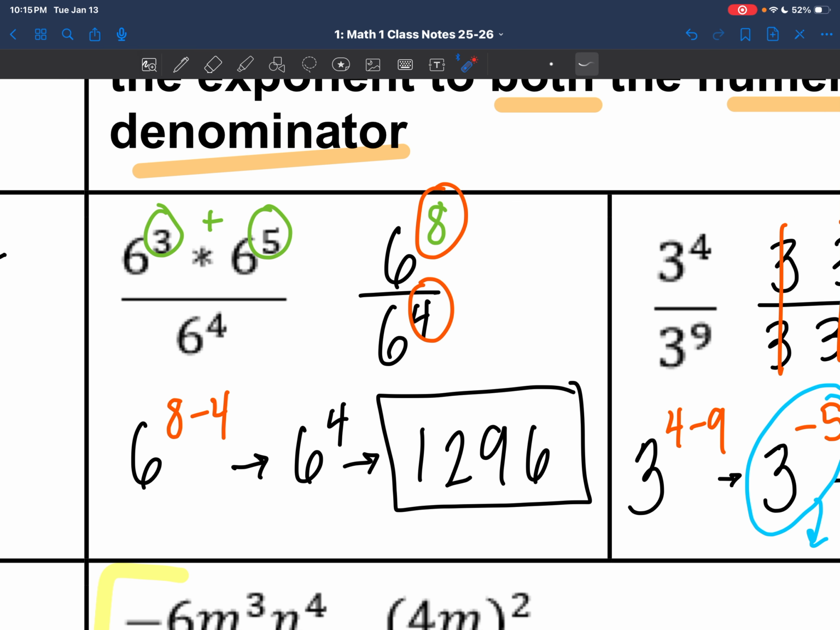All right, so for this one, we're going to combine the like bases in the numerator first by adding the exponents to get 8, and then we're going to bring this over. Now that we've simplified the top, now we can look at the denominator too. So now we can go 8 minus 4, keep the base the same, and 8 minus 4 is 4. If you put that into the calculator, you'd get either of these, 1,296.